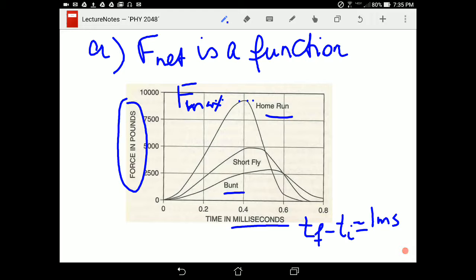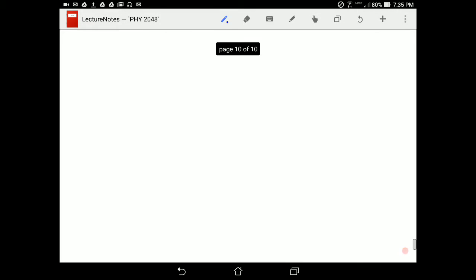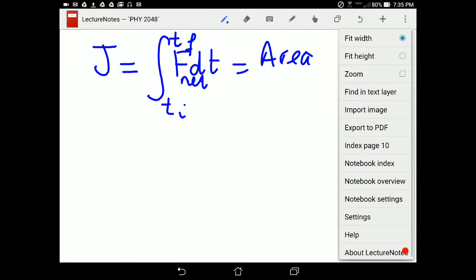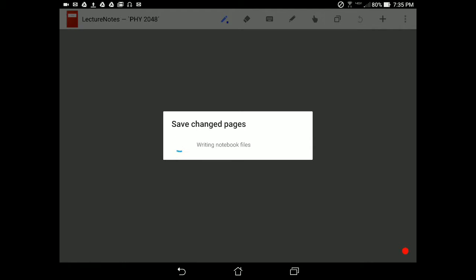So the question is, how do we handle this kind of thing? What we were trying to do is compute the impulse, the J, as the integral of the net force times dt. And so, as you recognize from calc, this means essentially finding the area under the curve. So if I bring up this picture again, where was it? Here.